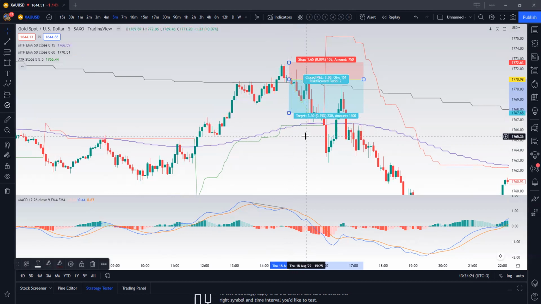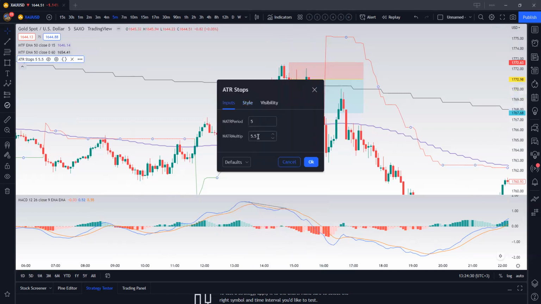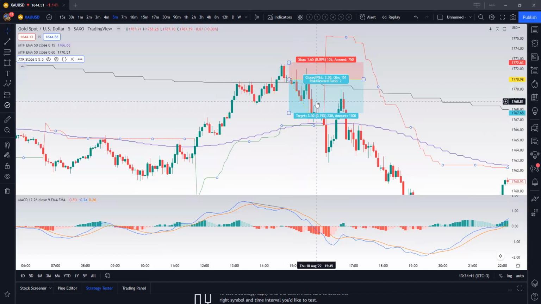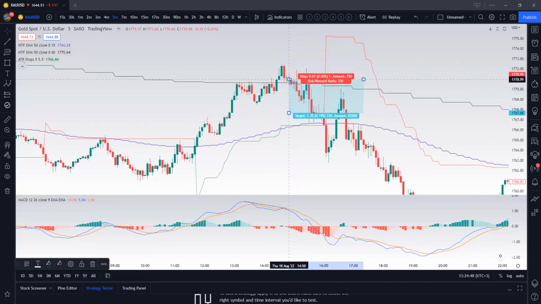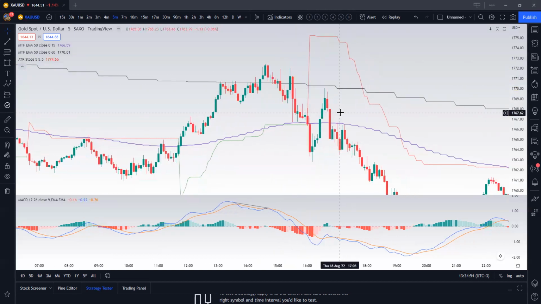There's something that I probably forgot, and I'm sorry about it. The ATR stops, we should have these settings like that, 5.5 and 5 as the period and the multiplier. Okay, so with that being said, we hit our target without needing the ATR stop. But if the ATR stop was here, we're gonna go break even once we touch the ATR stop and look for our target, which is going to be 1 to 2.